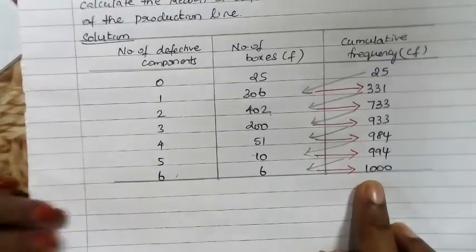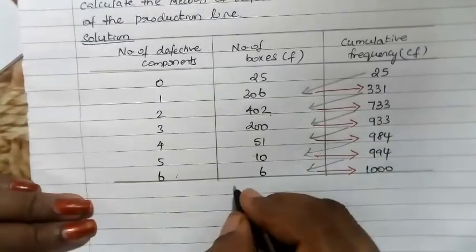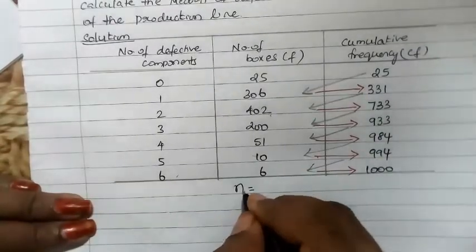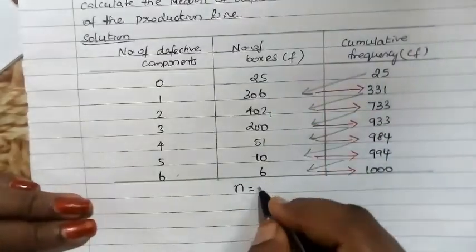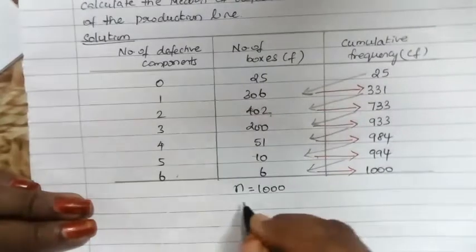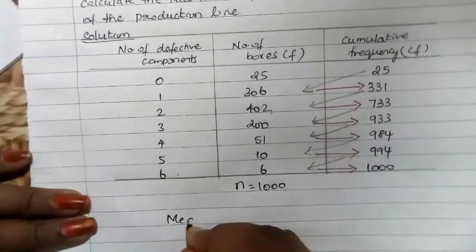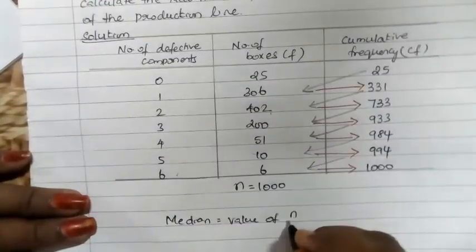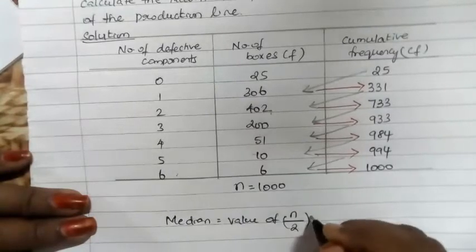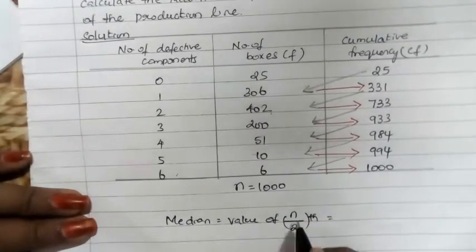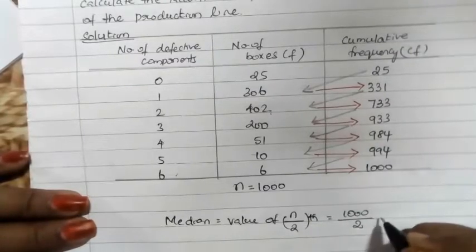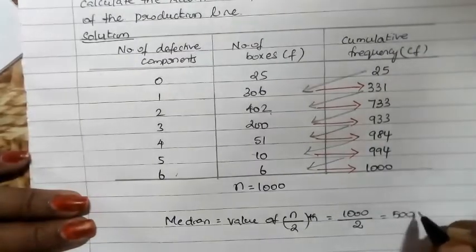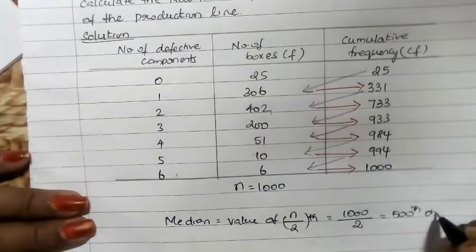And then we know the n by 2th observation. So n is the total number of frequency. You have to add all these values and it is 1000. Median is equal to the value of n by 2th observation. So here n by 2, n value is 1000 divided by 2, which is the 500th observation.